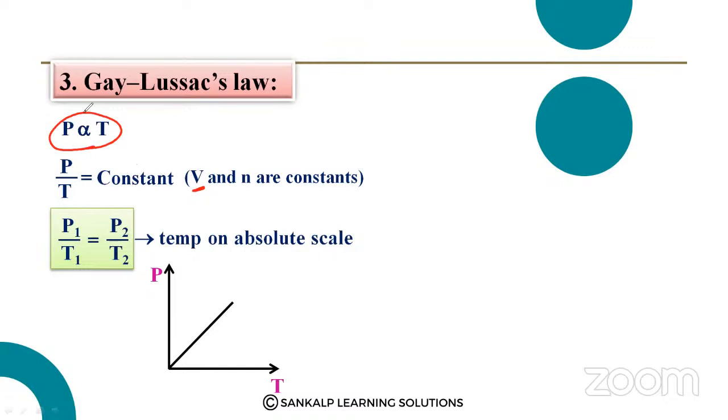So P by T, if you remove the proportionality sign, you introduce a constant. After solving, you get P1 by T1 equals P2 by T2. This temperature is on the absolute scale. When Gay-Lussac drew the graph of pressure versus temperature, lines like these were obtained. Each line is called an isochore, and it represents Gay-Lussac's law.